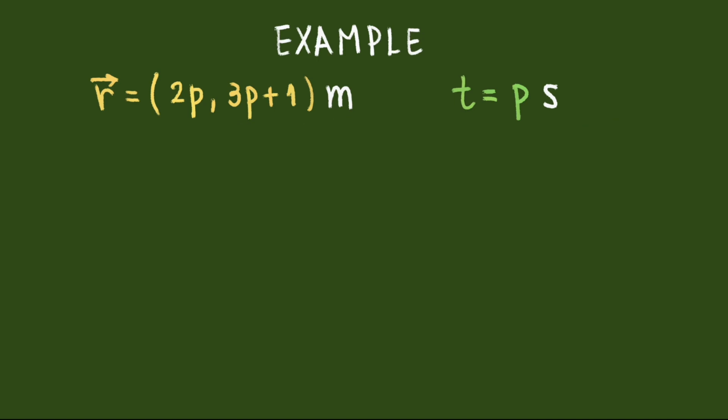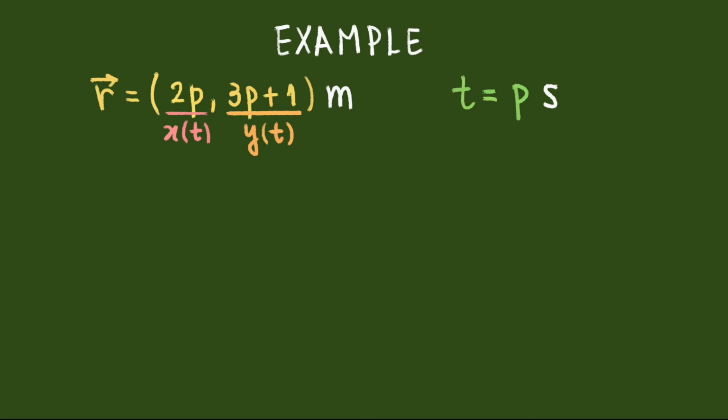Time t is p times s. S here means seconds. If p is 1, t is 1 second. If p is 2, t is 2 seconds, and so on. The position vector is now given by the xy components on the plane. The x component is 2p, and the y component is 3p plus 1. It has units of meters. So we can think of a position vector like this.